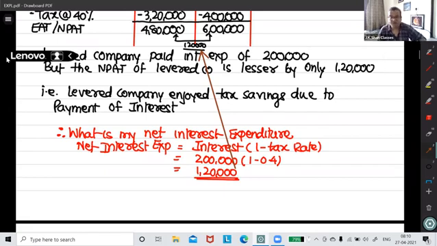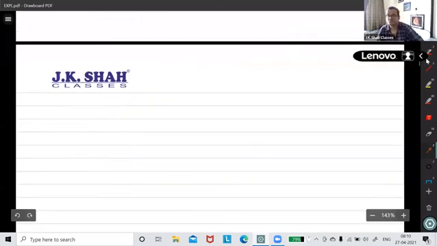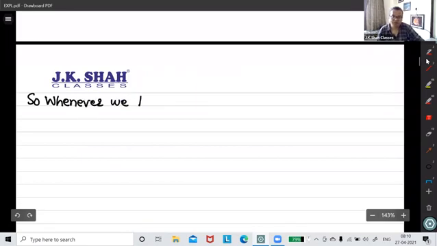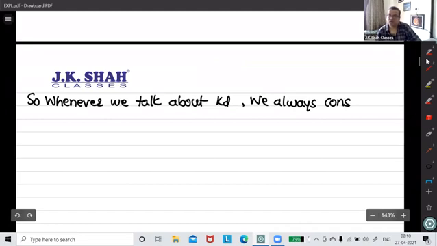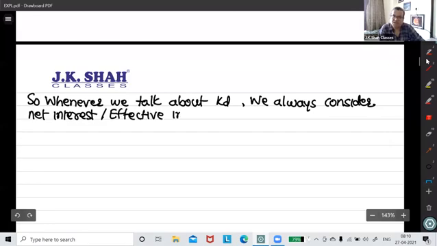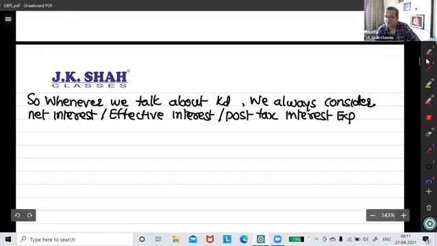So remember, guys, whenever we talk about KD, cost of debt, we always consider net interest, also known as effective interest, also known as post-tax interest expenditure. Understood? So whenever we talk about cost of debt, we will always consider the net interest, or the effective interest, or the post-tax interest expenditure.